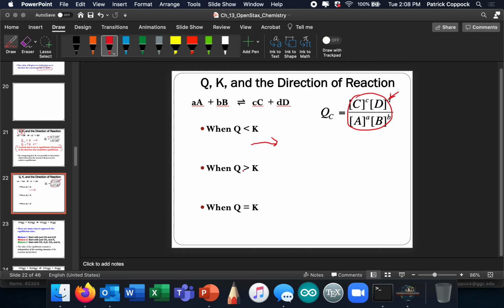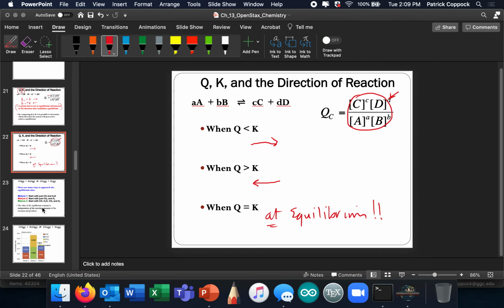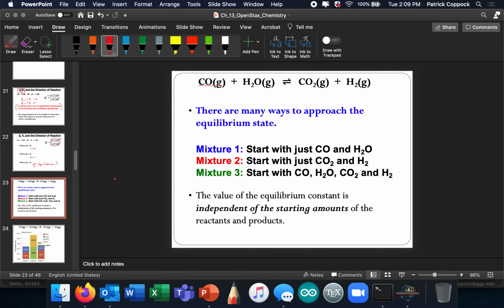Now, when Q is too big, that means we have too many products, right? That means it's going to go back toward the reactants. And when Q is equal to K, that means we are at equilibrium, and it's not going to go in either direction, okay? So there are many ways to approach the equilibrium state. Let's consider this reaction.